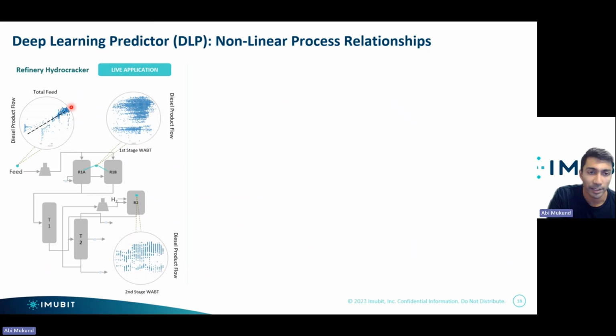And we can clearly see that there's a linear relationship between total feed and diesel product flow. So we don't need any type of special modeling to model that specific relationship. But what's hard to see is any type of clear relationship between the first and second stage WABT against the diesel product flow.